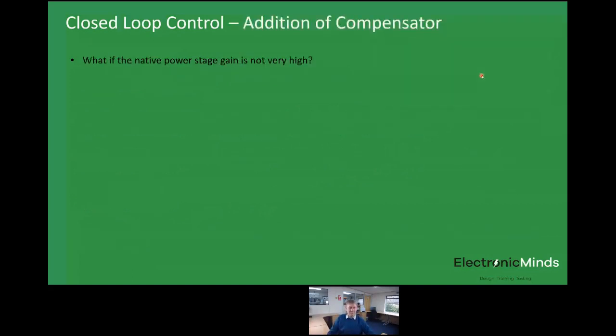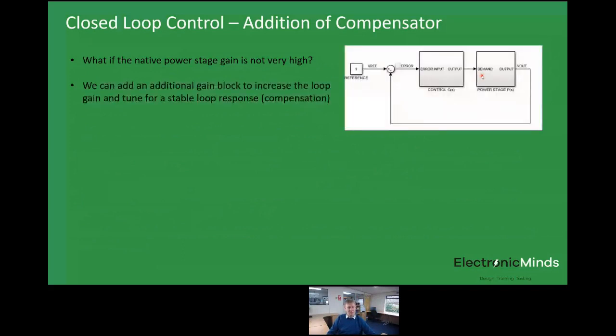In that previous slide, I showed you just the power stage, and we talked about the need for that power stage gain to be very high if we want good closed loop behavior. Well, what if our native power stage gain is not very high? In that case, we still have the power stage, but we put an additional frequency dependent gain block in here that gives us the high gain that we want, especially at DC or low frequencies. And that's our control response.